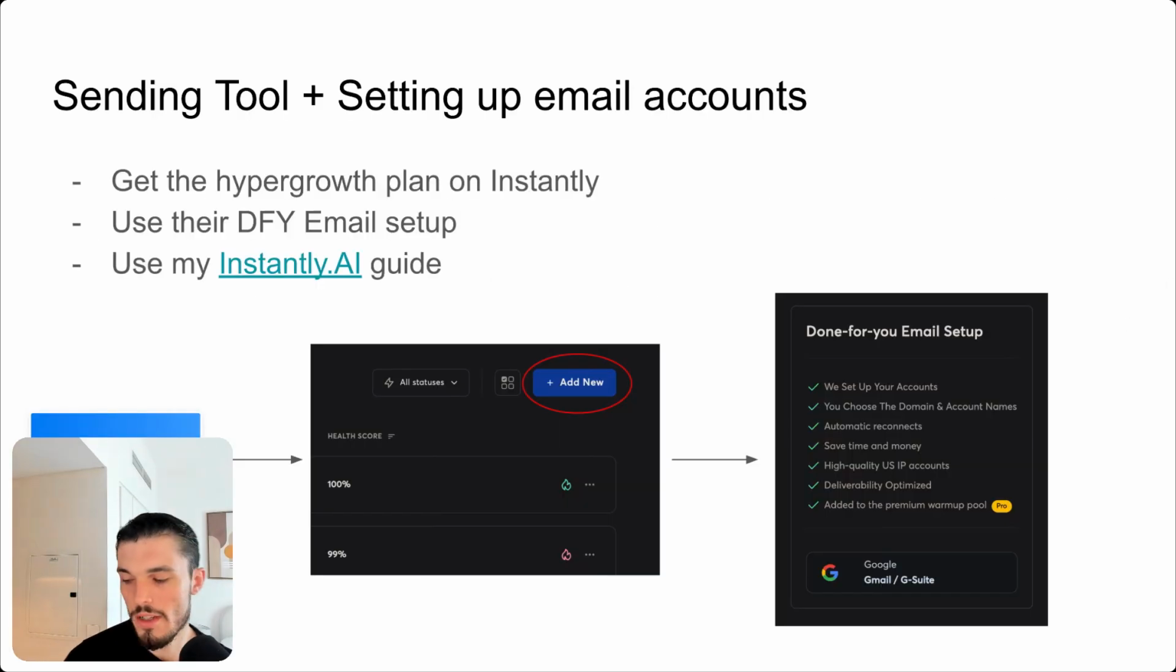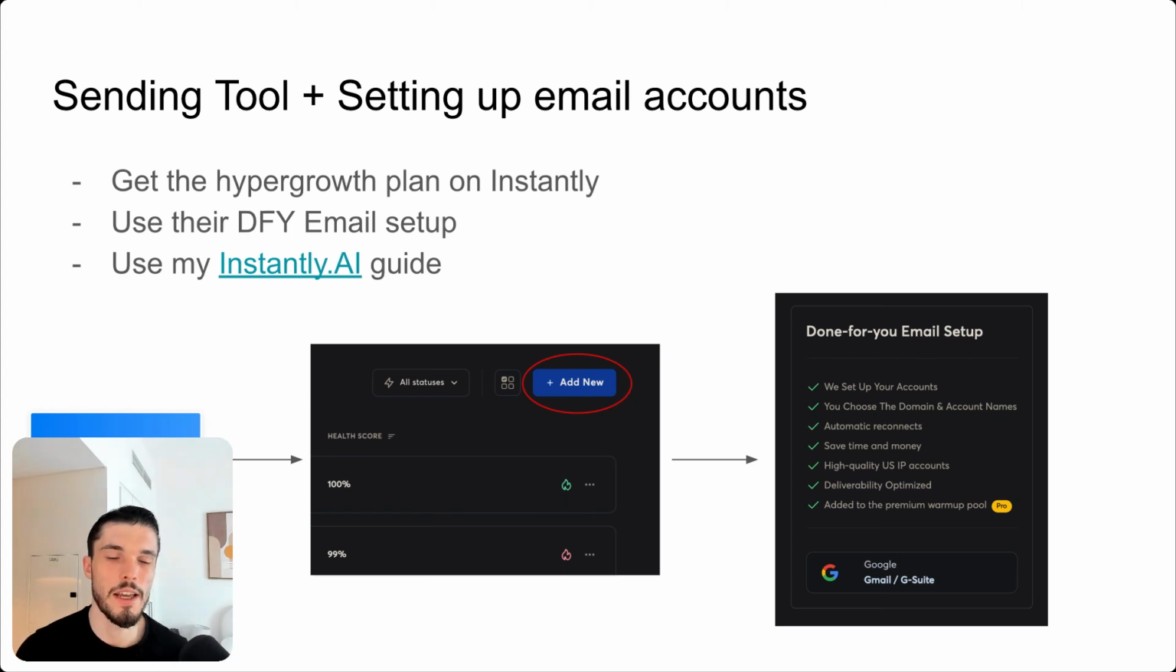So the first thing you want to do is set up your sending tool. I recommend Instantly here. I recommended them long before I became a partner with them. So this is definitely my favorite tool and has been for a while. Now, you want to set up Instantly, the software here. And if you want to just get started pretty quickly, what you can do is you can set up all your email accounts that you're going to need for your sending via their done for you email setup.